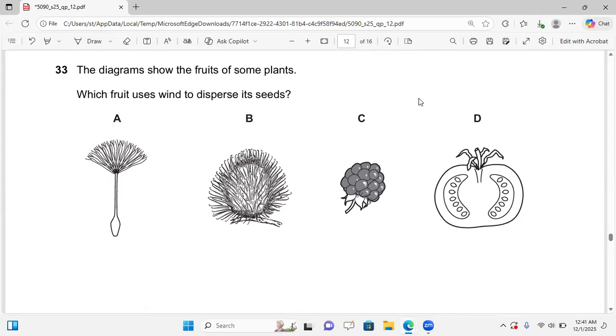The diagram shows the fruits of some plants. Which fruit uses wind to disperse its seed? Wind dispersal is mostly studied here. So the apple is not possible, the grapes are not possible, and these grass-like structures are not possible. The spore-like one is possible for spreading its seeds away from the plant.